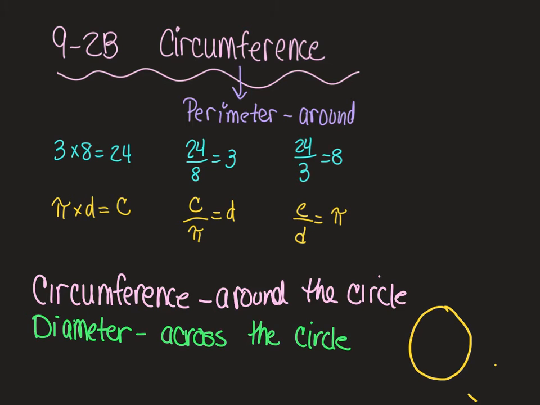Okay, just so that you have these definitions, circumference is around the circle. So if I started right here and I were to measure around the circle, that would be circumference. Diameter is across the circle through the center, the distance from left to right through the middle.